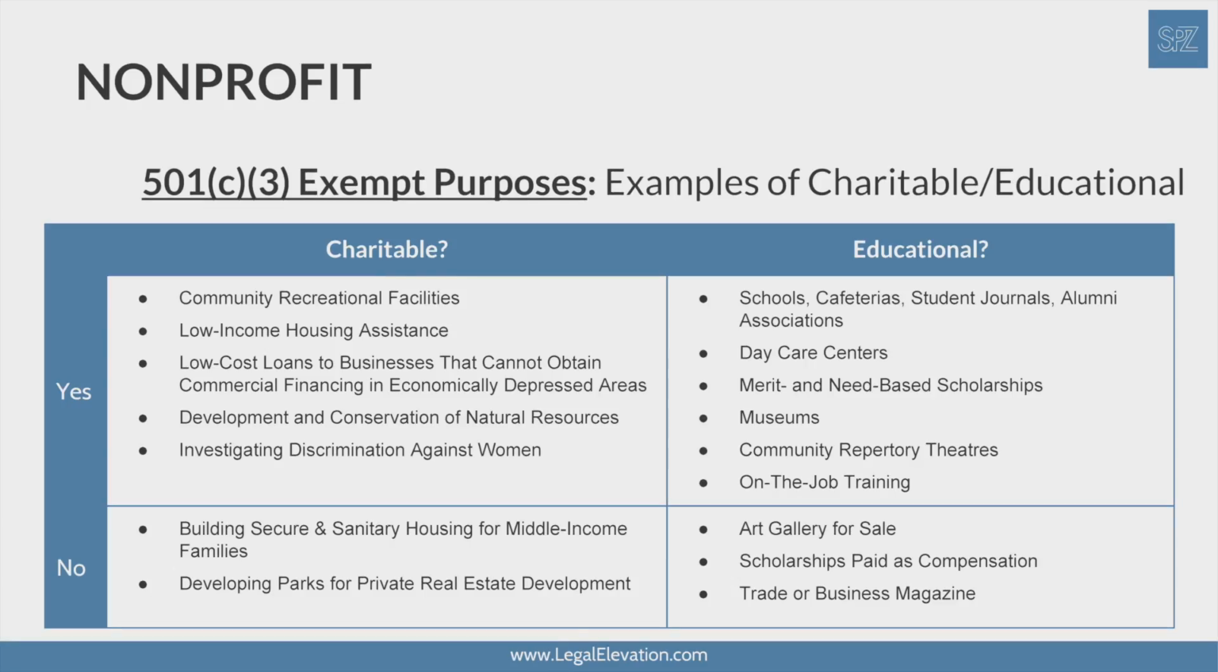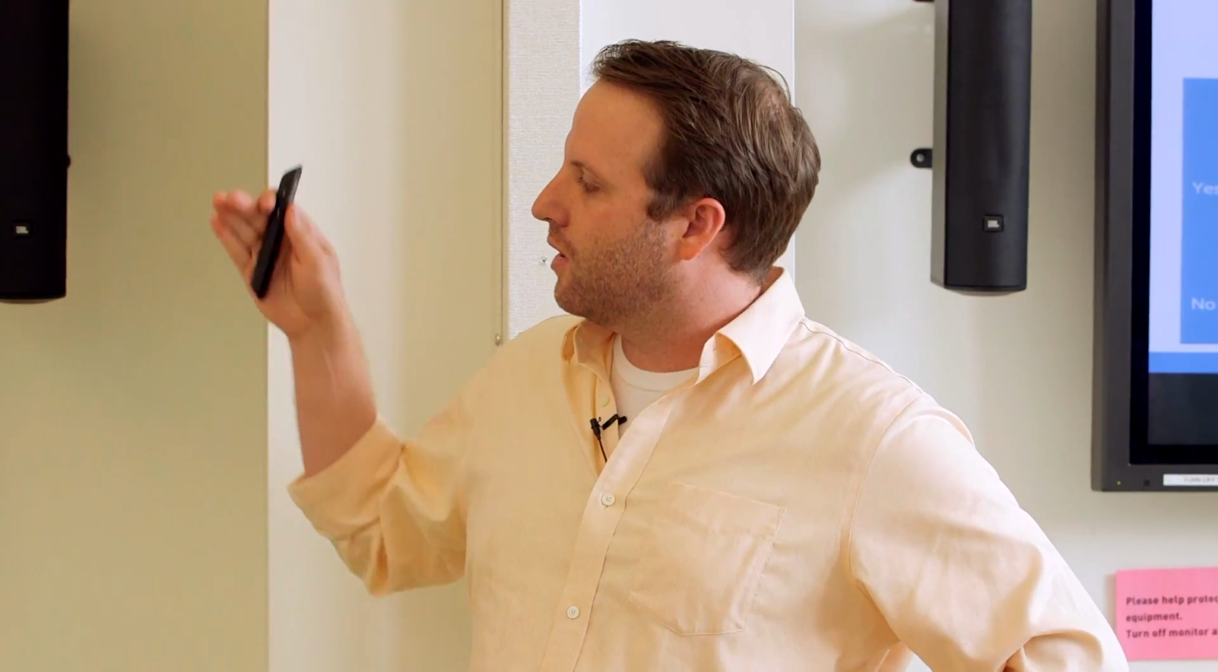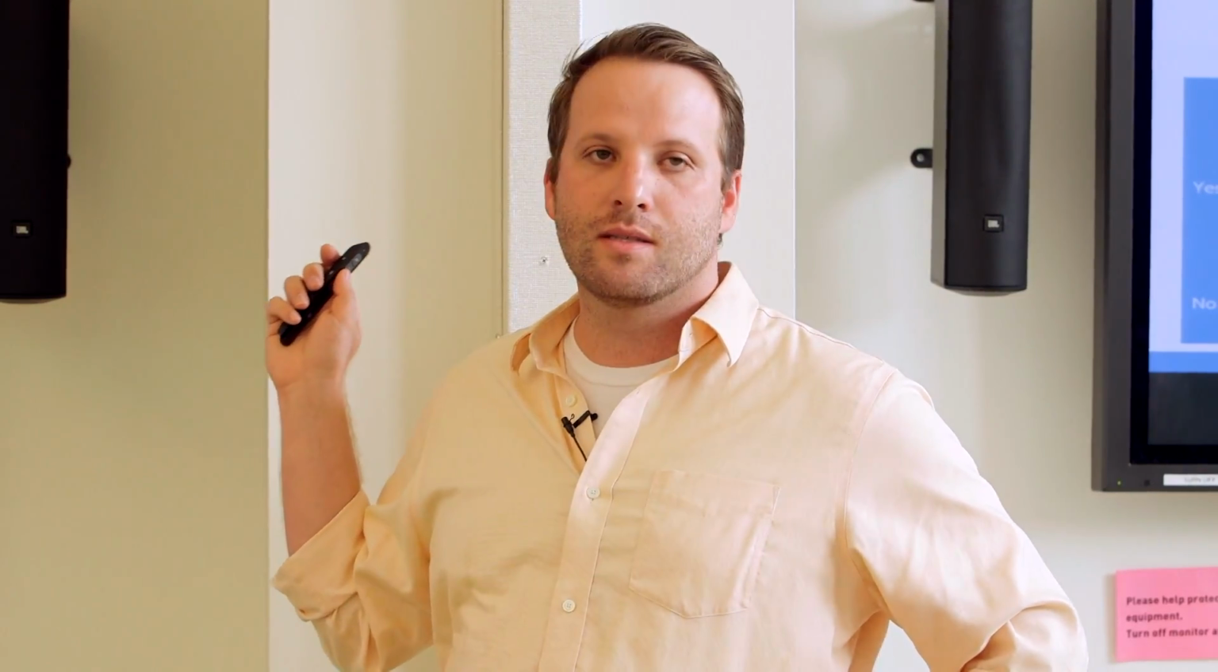A few, just to pick and choose a couple of these. Again, I'm not going to read all of these, but you can see the difference between where you cross over into private benefit. So if you look under charitable, doing work around low-income housing assistance can be considered charitable. But if you're building secure and sanitary housing for middle-income families, it's likely not considered charitable. And that's more of the type of activity that a normal for-profit organization would do.